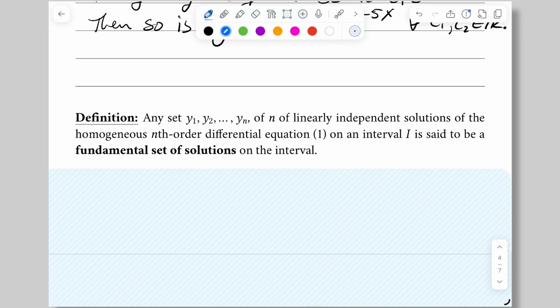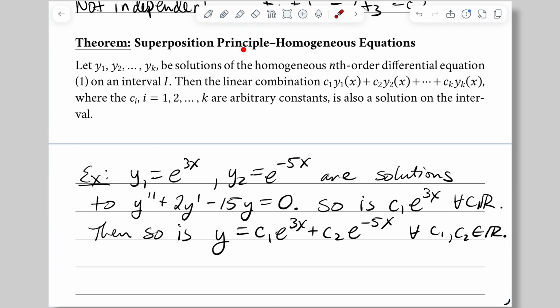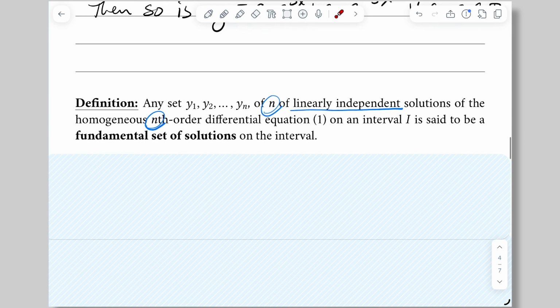The important parts here is that we have n solutions to an nth order differential equation and that they're linearly independent. I might call that a full complement of solutions, but I also might be making that up. Let me rephrase this from a different perspective. An nth order differential equation is going to have n independent solutions, linearly independent solutions. And that set of solutions is called a fundamental set of solutions. Brief recap, we saw a superposition principle and then the idea of a fundamental set of solutions.